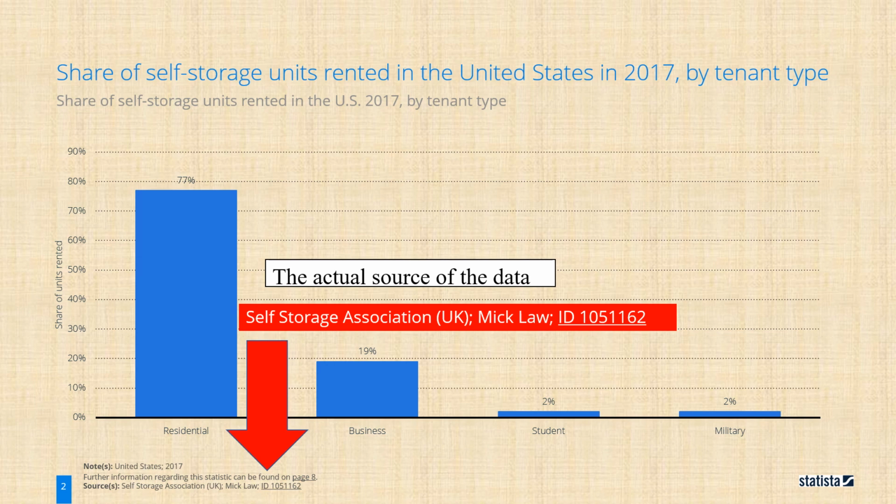Now, if you got this piece of data and you were going to use it in a situation analysis, the site is not Statista. The site is the source down at the bottom. So you can see that down at the bottom, they have the actual source of data. In this case, it's the Self-Storage Association from the United Kingdom and MIC law with an ID of 1051162. And so you have sources that you can cite, and you should go to those sources and see what else they have to say about this data.